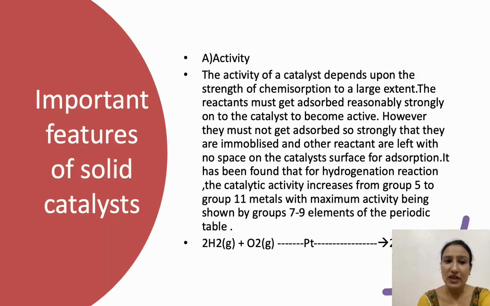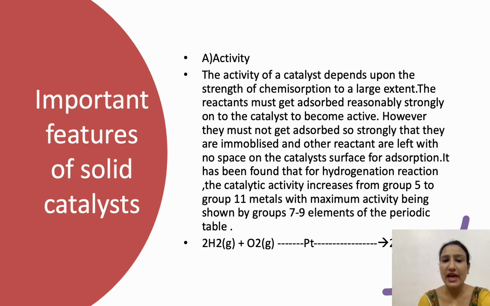Important features of solid catalysts. First is activity. The activity of a catalyst depends upon the strength of chemisorption to a large extent. The reactants must get adsorbed reasonably strongly onto the catalyst to become active. However, they must not get adsorbed so strongly that they are immobilized and other reactants are left with no space on the catalyst surface for adsorption.